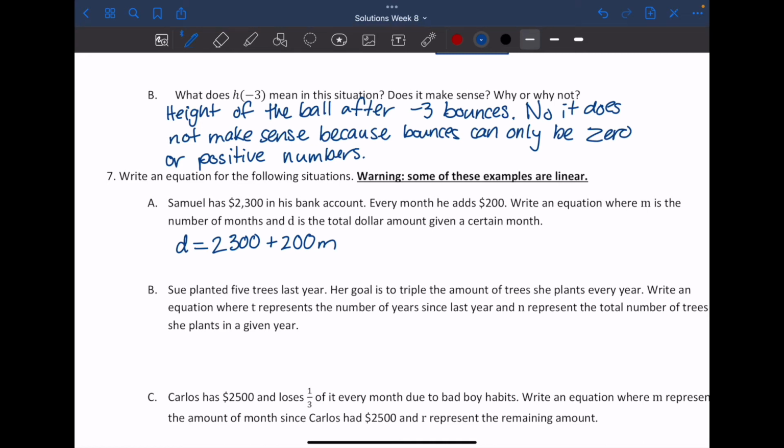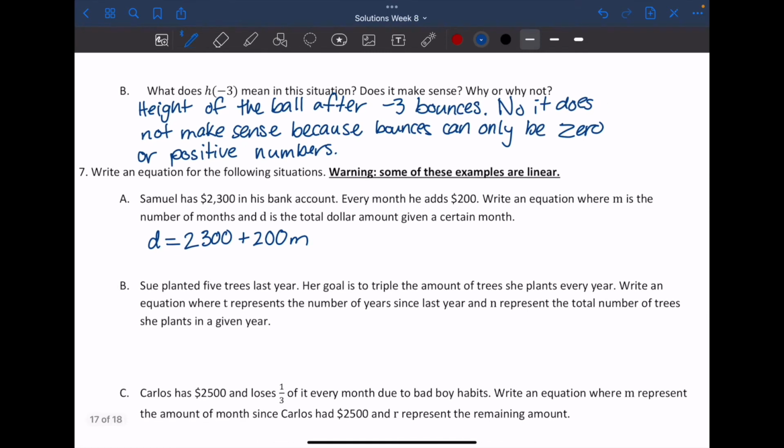Now with the next one, Sue planted 5 trees last year. Her goal is to triple the amount of trees she plants every year. So this is going to be exponential. Write an equation where T is the number of years and N is the number of trees. So N would be equal to the number of trees last year as the initial value, tripling, and then T is the number of years since then.